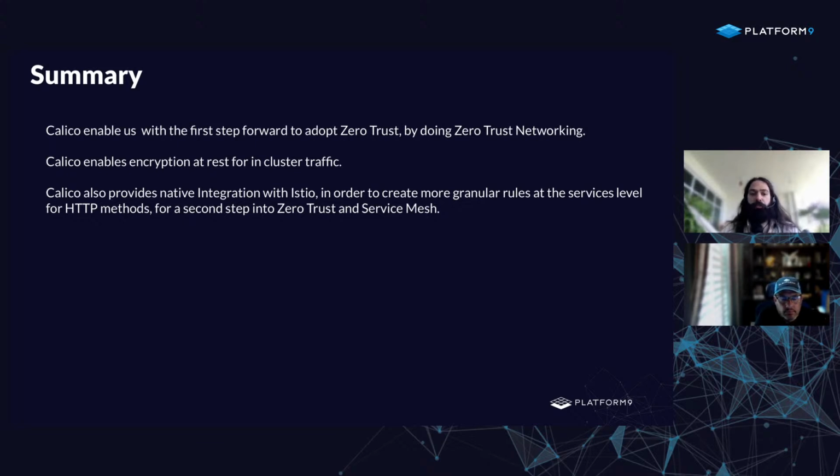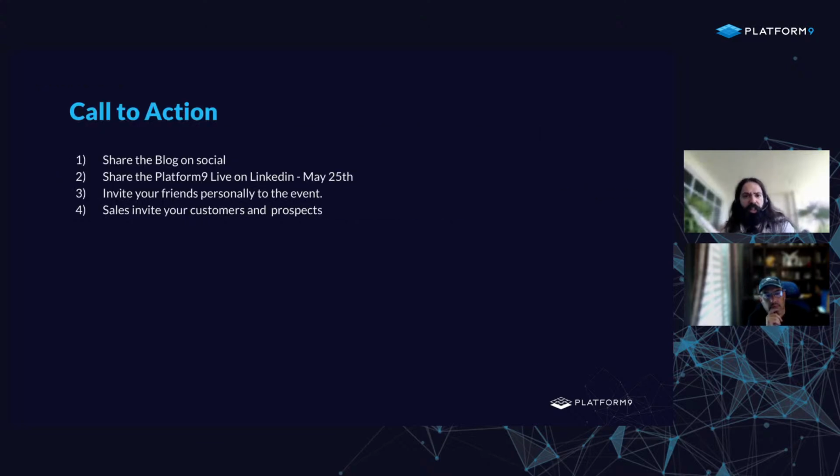And lastly, something we didn't cover on the slides but is worth mentioning, Calico also provides native integration with Istio, in order to create more granular rules at the application level and headers. That could be a second step into adopting the zero trust model, and not just staying on the zero trust networking side of things. So at this point, if not mistaken, it's the last slide.